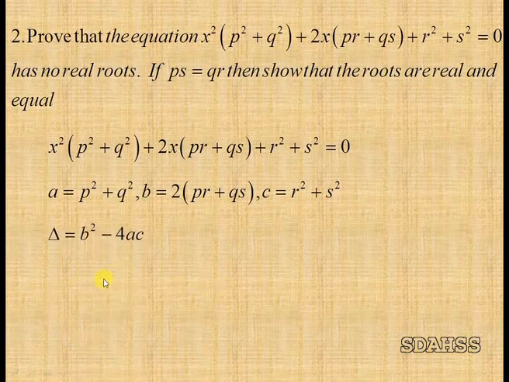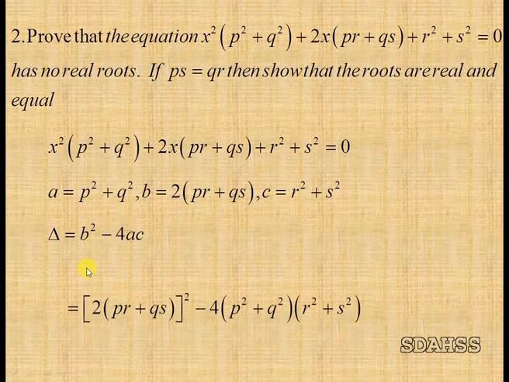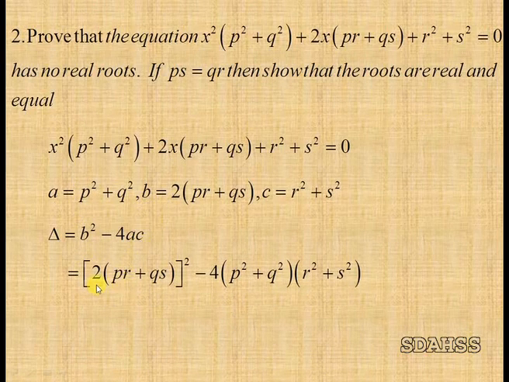The condition is delta is equal to b square minus 4ac. Substitute the values. Here b is equal to 2 into pr plus qs, the whole square, minus 4 into a, which is p square plus q square, into c, which is r square plus s square.